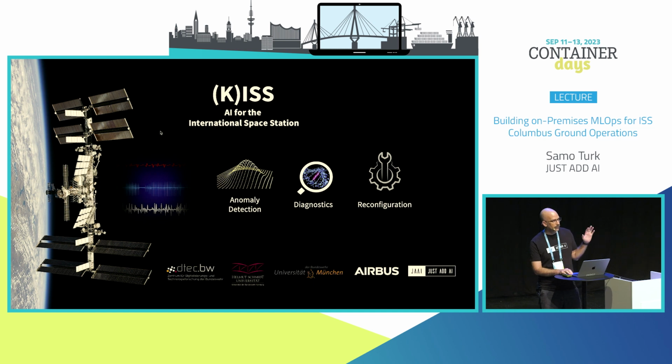But let's step back. So how did this start? This work started as part of this project called KISS, and we're developing AI for the International Space Station. And by AI, we mean anomaly detection, so different algorithms to detect anomalies. Then once those are detected, we do diagnostics. So we try to find root causes of those anomalies.